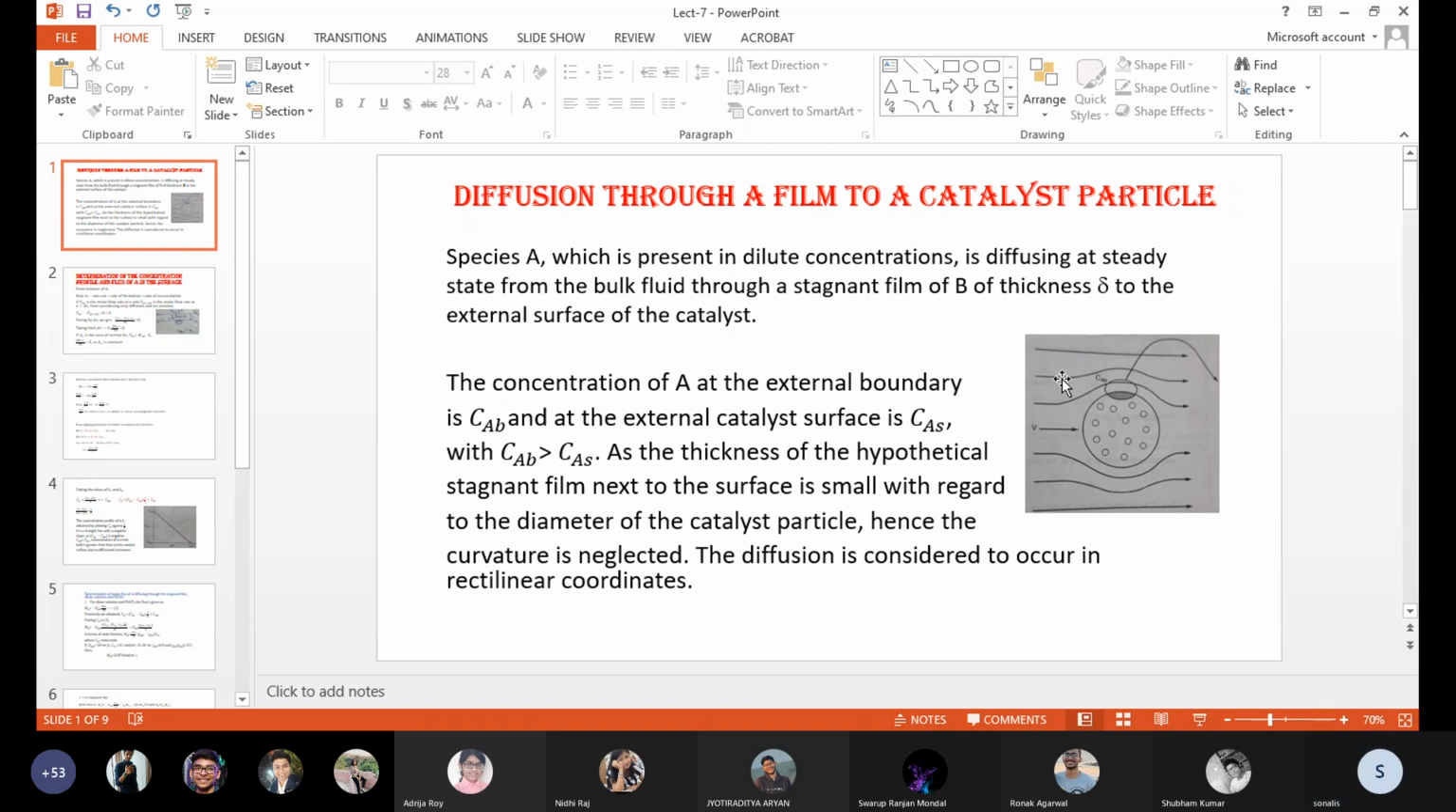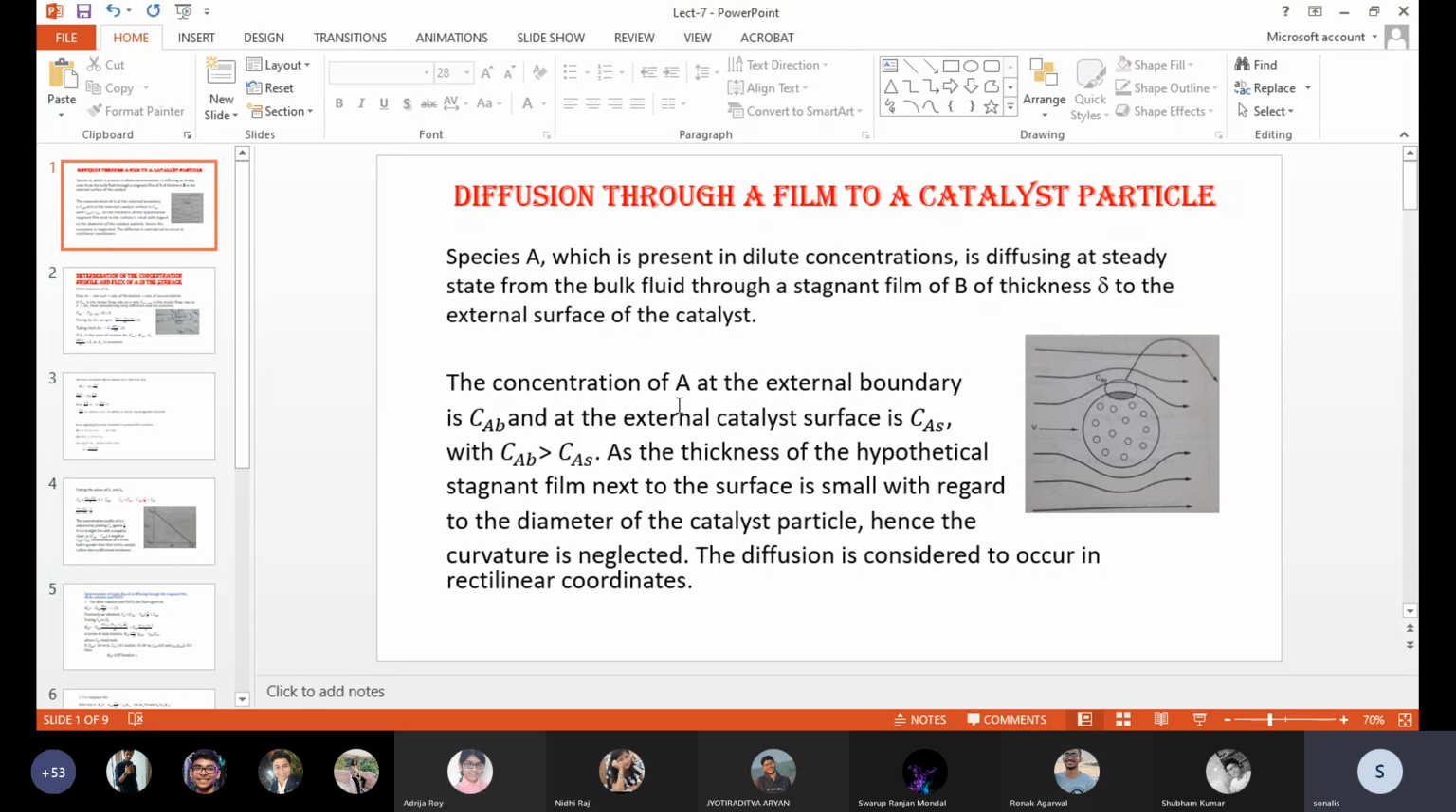So this is the flow of A through a stagnant body of B. Just above the catalyst solid surface there is a film of B around, and A is diffusing from the bulk through the film and coming onto the surface of the catalyst, the external surface of the catalyst. The thickness of the stagnant film of B around the catalyst surface is delta. Delta is the thickness of B.